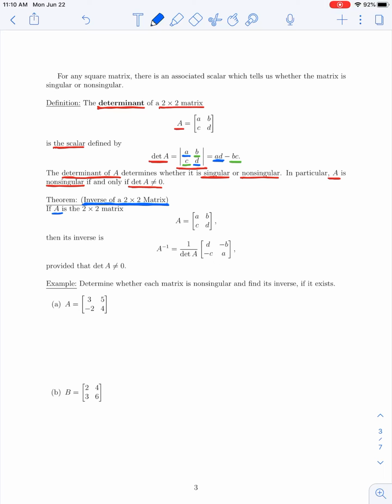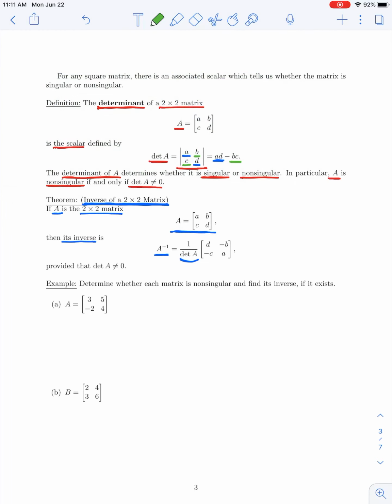This is a formula for the inverse of a 2 by 2 matrix. And so here's what it says. If A is the 2 by 2 matrix whose entries are a, b, c, d, then the inverse of that matrix, denoted as A inverse, is found by the following. So we have a constant 1 over the determinant of A. Recall, in order for A to be non-singular, the determinant has to be non-zero, so that we don't have division by 0 here. So we take 1 over whatever the determinant is times the 2 by 2 matrix that we get by performing some operations on the matrix A.